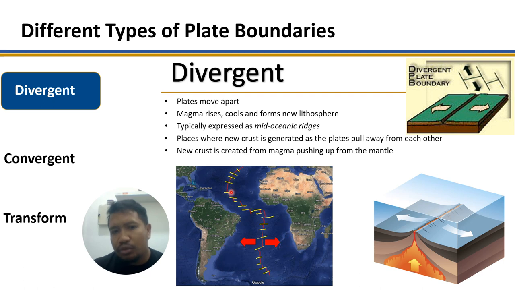Divergent plate boundaries are important for a number of reasons. They are the places where new crust is generated, as we discussed earlier, and they play a role in regulating the Earth's climate. Divergent plate boundaries are also associated with a variety of geological hazards such as earthquakes and volcanic eruptions. Here are some examples of divergent plate boundaries: part of the Mid-Atlantic Ridge, the East Pacific Rise, Carlsberg Ridge, Great Rift Valley, Red Sea Ridge, and Gulf of Aden.